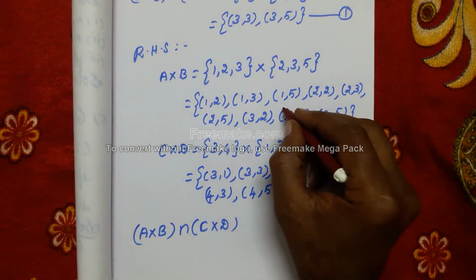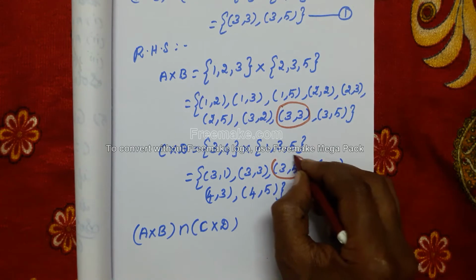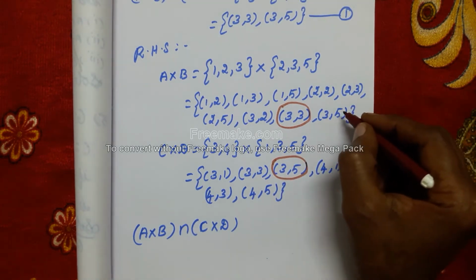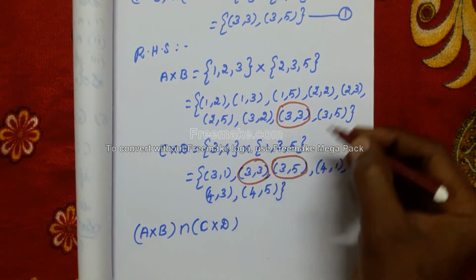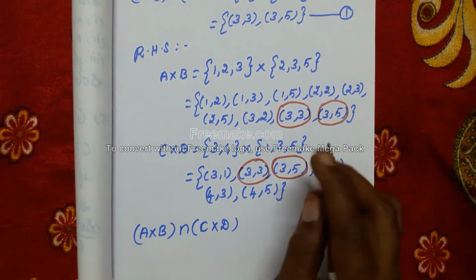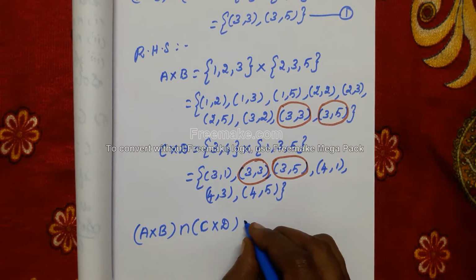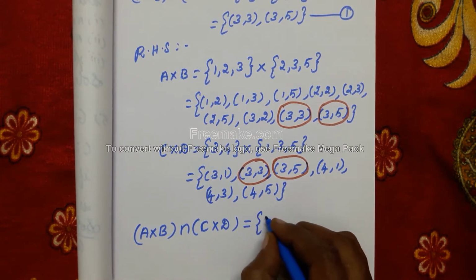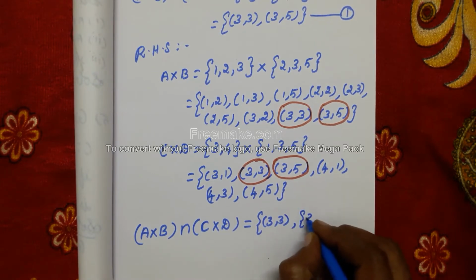3 comma 3. Yes, it is in A cross B, and it is in C cross D. Next 3 comma 5. It is in A cross B, and also it is in C cross D. So here A cross B intersection C cross D is equal to 3 comma 3 and 3 comma 5.